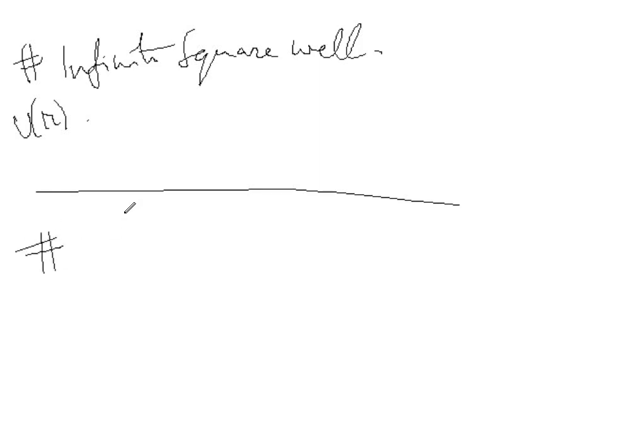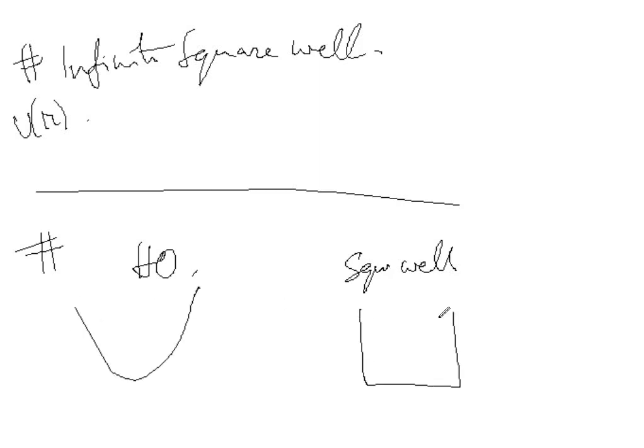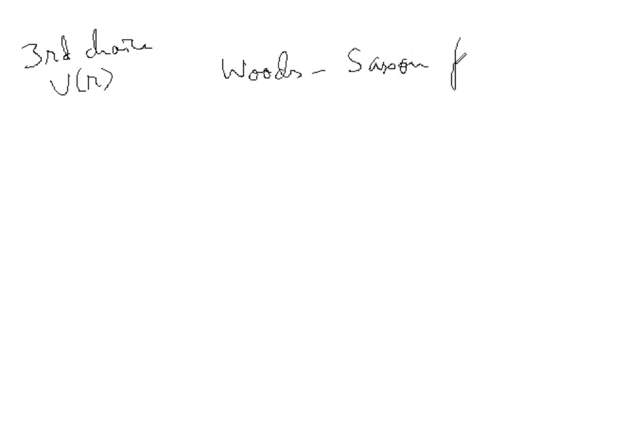Now you see, the nuclear potential should actually have an intermediary form between the harmonic oscillator and the square well, an in-between form. So this is like this and this is just like this. So it should be something in between. And what is that? This in between is basically your Woods-Saxon potential. So this is our third choice of U(r), the Woods-Saxon potential.